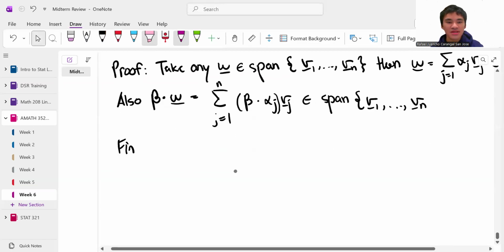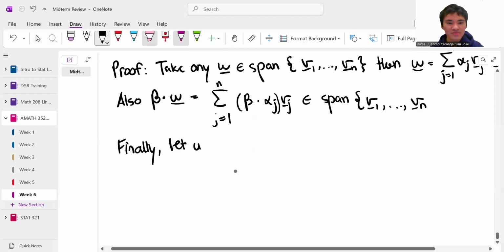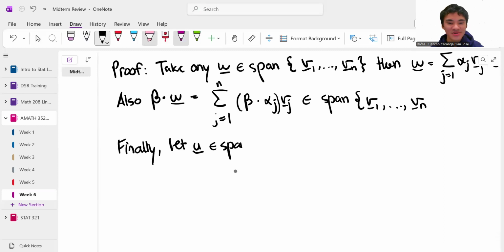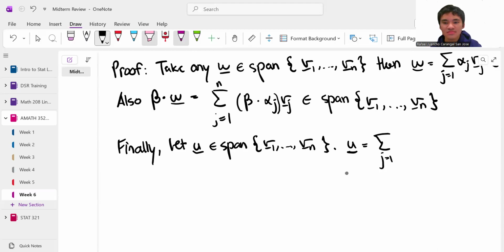Okay, I think this is the last bit. Finally, when you hear the word finally, you're gonna be happy. This is the last bit. We again have a new vector that's part of the span of these guys, V1 to Vn. And so what does that tell us? That tells us that U can be written again as a linear combination of these vectors V1 to Vn.